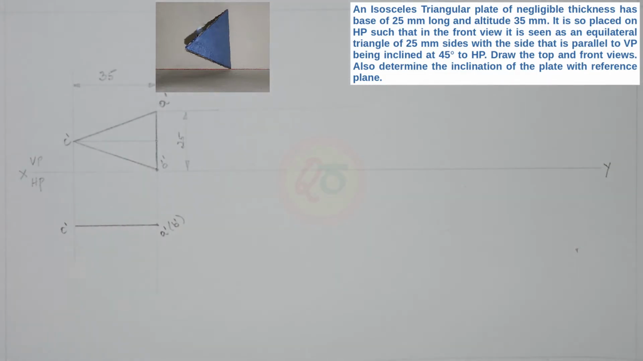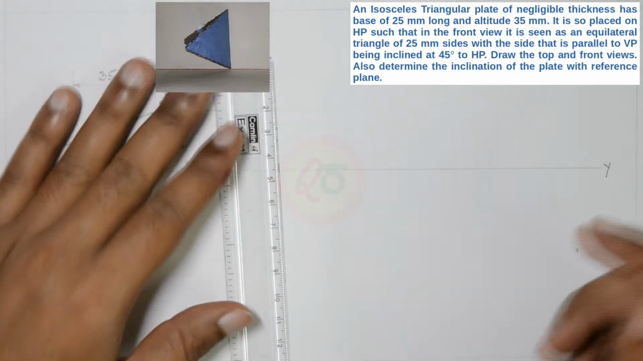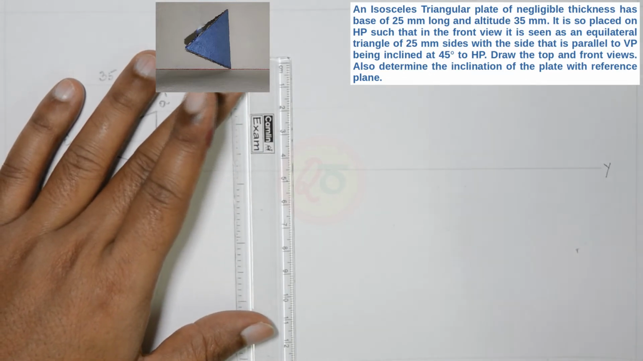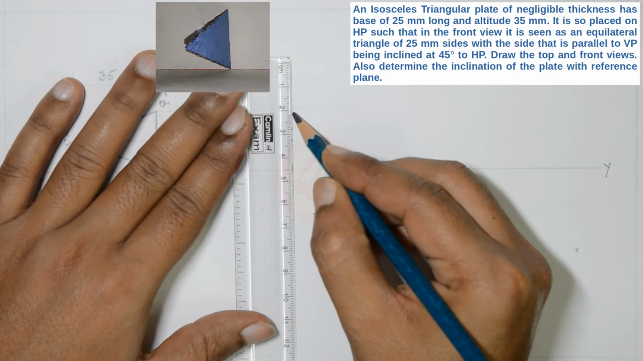Now we'll proceed further with the second condition, wherein the triangle is seen as an equilateral triangle. So an equilateral triangle of 25 millimeter side. We already have the line at 25 millimeters.